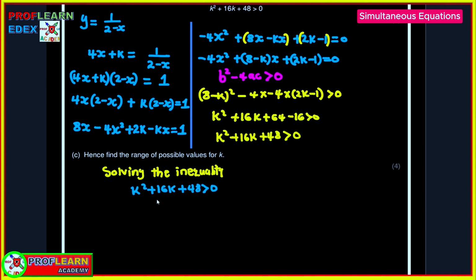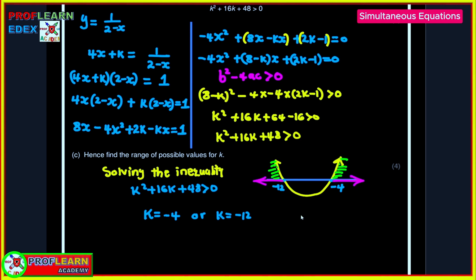Solving the inequality, we need to treat the inequality as an equal sign so that we can solve the quadratic equation. We get the critical points. The critical points for this inequality are k equals negative 4 and k equals negative 12. Because it's greater than, we need the upper part of the curve. So this is negative 12, this is negative 4, and the solution is values less than negative 12 or greater than negative 4.